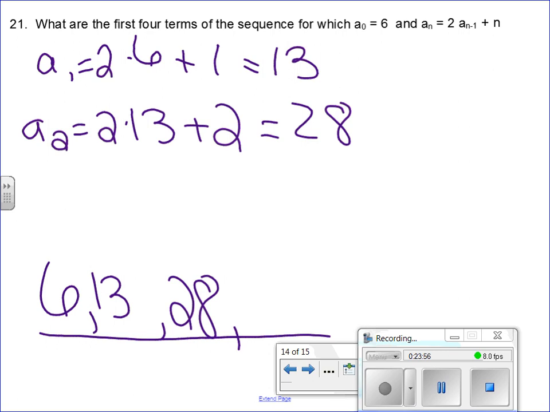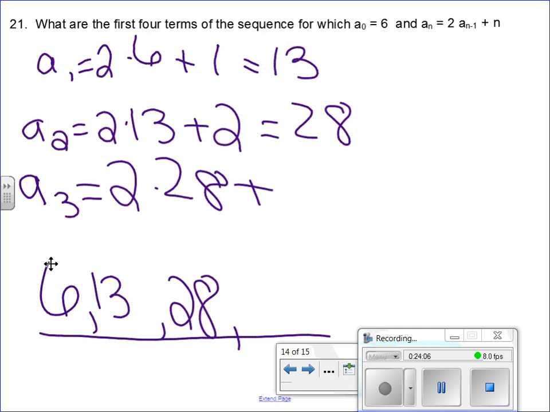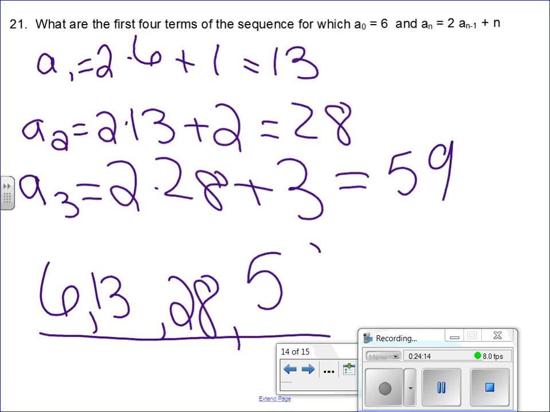So, great. And then term 3. You will take 2 times the previous term, and then add on n, which is the number of the term that you're on. That's getting big. 56 plus 3? 59? And that, to me, looks like your first 4. We're done. Awesome, awesome, awesome.